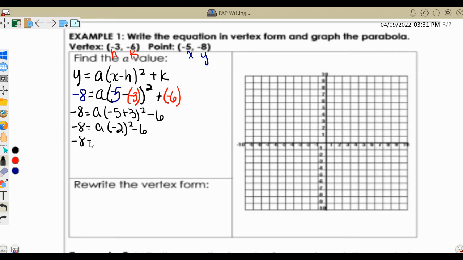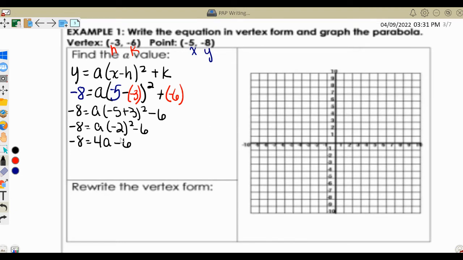And at this time, we're going to go ahead and put this coefficient in front of the a. So -2 squared is 4. Okay. And then -6. And now we've got it down to a two-step equation for us to solve. We are going to add 6 to both sides and then divide by 4. Okay. So when we add 6 to both sides, we get -2 equals 4a. When we divide by 4, we end up with a equals -1/2. Okay. -2/4 is going to simplify to -1/2.